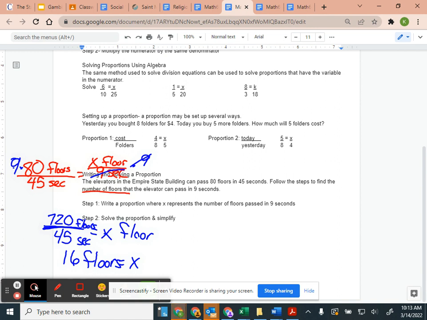It is fast. Those elevators, they're whipping it up and down real fast. 16 floors in 9 seconds. So, same math that we've been doing, now we just have our words put to it. But you're setting it up the same way. Make sense? All right, let's look at our last objective.